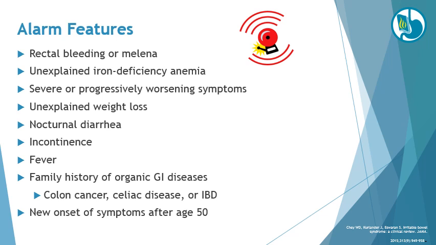If a patient has a fever, if there's a family history of organic GI diseases, so if they've got a history of colon cancer, celiac disease, or IBD, they require further evaluation. And if they have a new onset of symptoms over the age of 50.